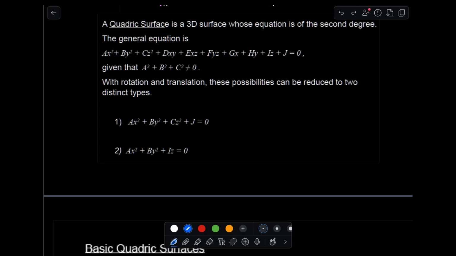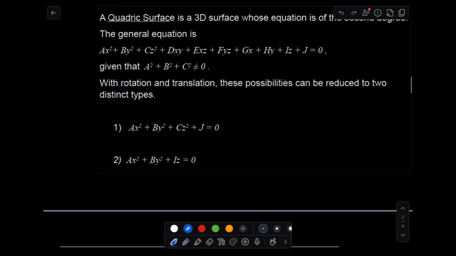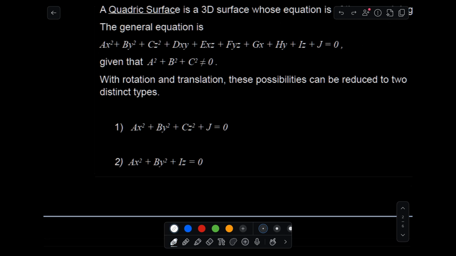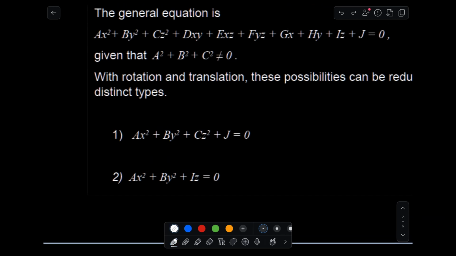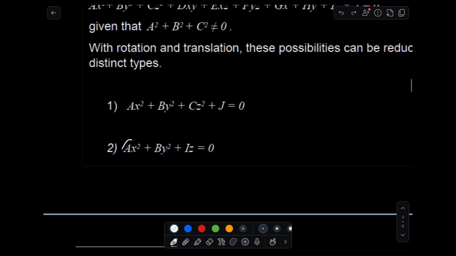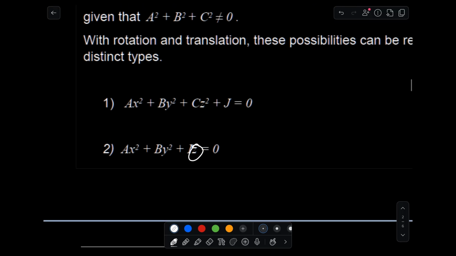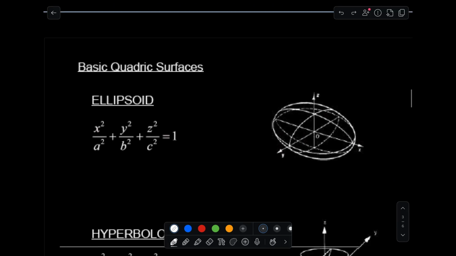And with that, we have rotations and translations. These possibilities can be reduced to two different types. So something like this, where J can be positive or negative here. You can flip the equation. A, B, and C may be positive or negative. And then this, where A, B, and I are all constants. However, Z may not always be the one without it being squared. It may also be an X or a Y, so it really depends.